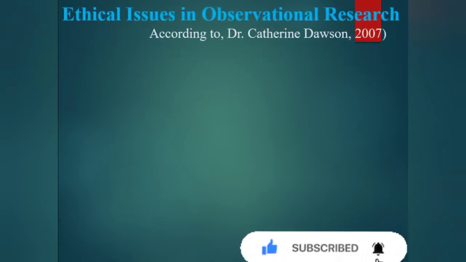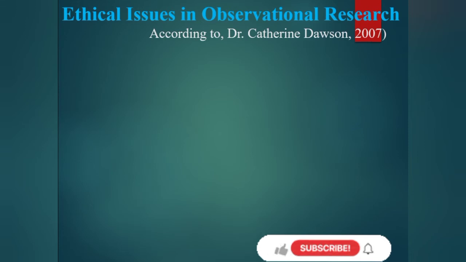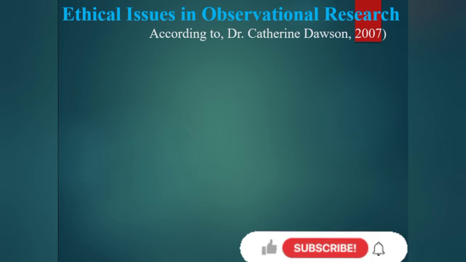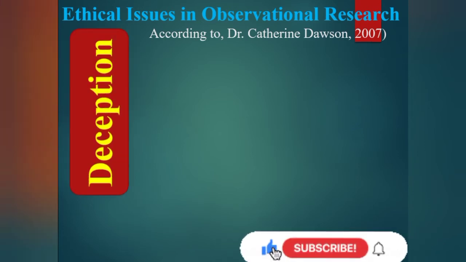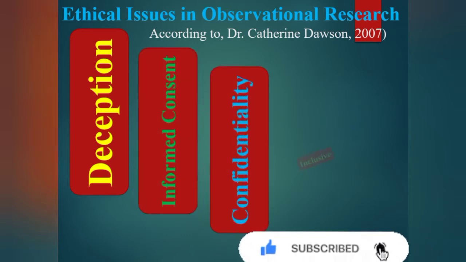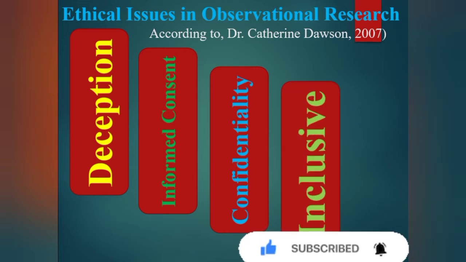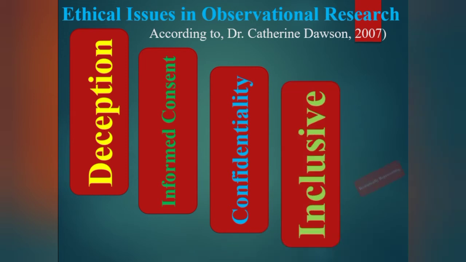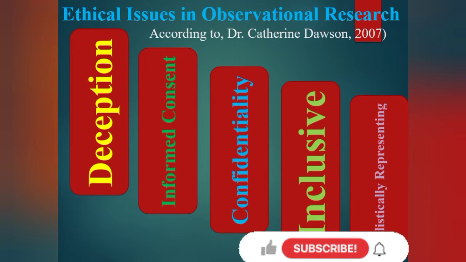Ethical issues in observational research. According to Dr. Catherine Dawson, 2007: 1. Avoid deception. 2. Always earn informed consent. 3. Keep confidentiality. 4. Be culturally inclusive. And 5. The findings must realistically represent the target community population under your study.